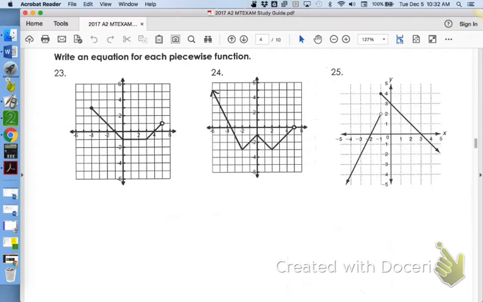This one's a little bit more in depth. You have to write an equation for each piecewise function, which means you have to write an equation for each one of these segments and then state the interval. So let's start with the first one, and you're going to have to use y equals mx plus b.